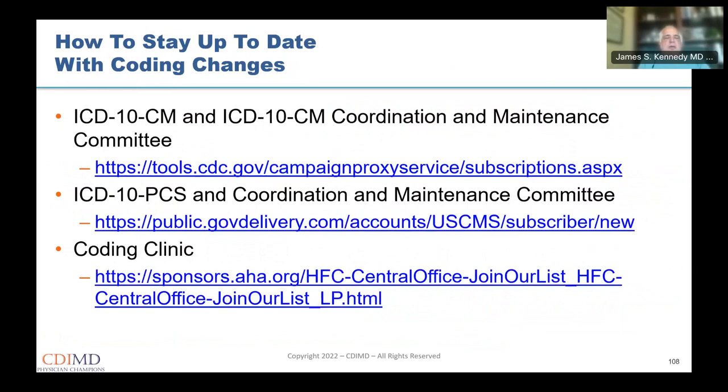These are, again, areas to sign up for. You can then get notifications regarding the changes in the coding system, and your willingness to stay up to date would show a significant initiative, and is something that I would be looking for if I was looking to hire somebody.